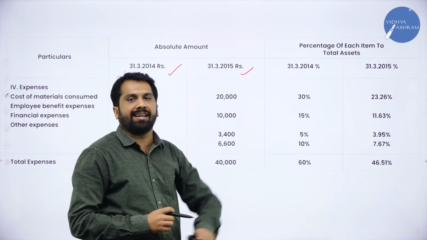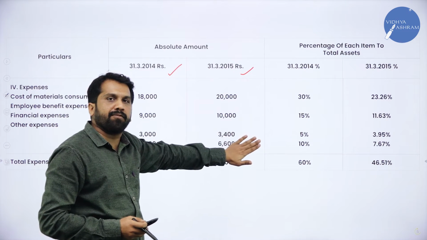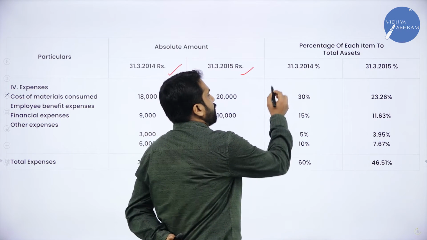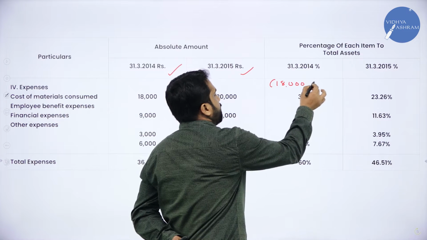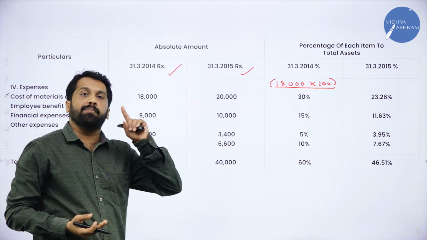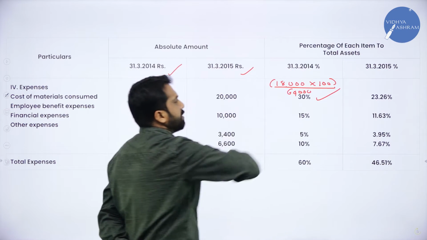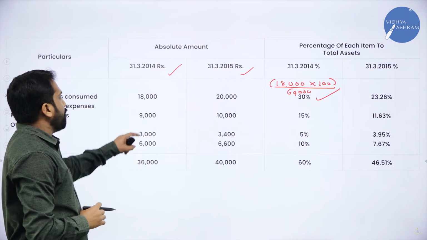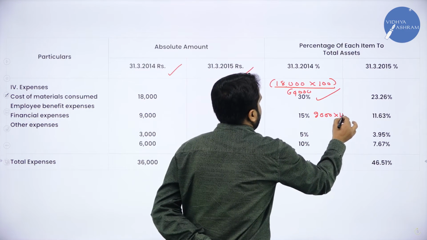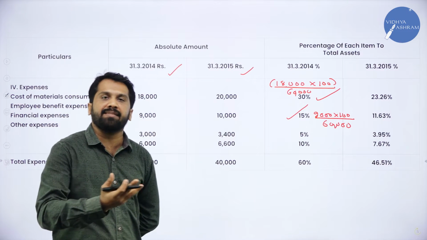Now, how to write the answer? Again, same concept. While doing 2014, don't look at 2015. We'll do only 2014. What is the first one? 18,000. For this, 18,000 multiplied with 100 divided by what? What is the base? The base is 60,000. Answer is 30%. Similarly, we'll go for 9,000. For 9,000 multiplied by 100 divided by again 60,000, your answer is 15%.